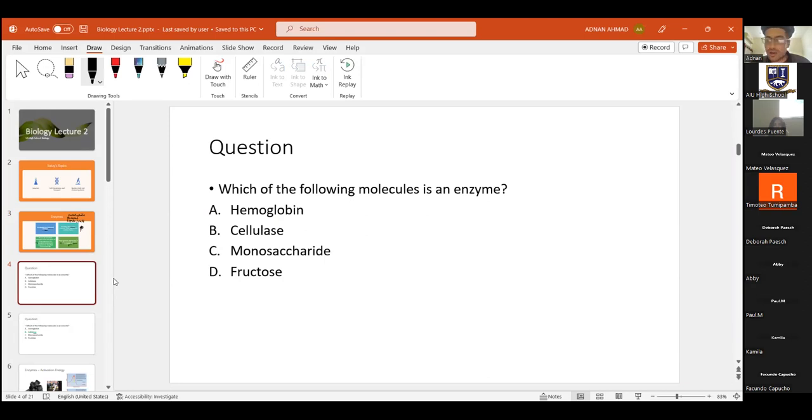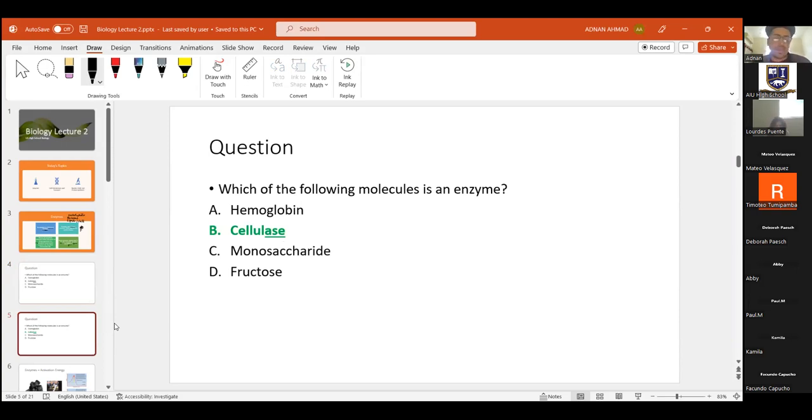So how did you get that? Because it's A-S-E. Yes, right. Because it is ending with A-S-E, that's how you recognize that cellulase must be an enzyme. Okay, excellent. That's the correct answer.